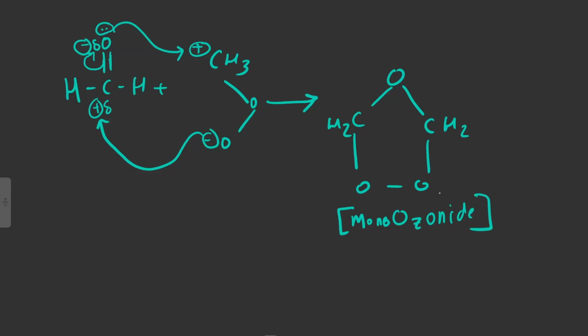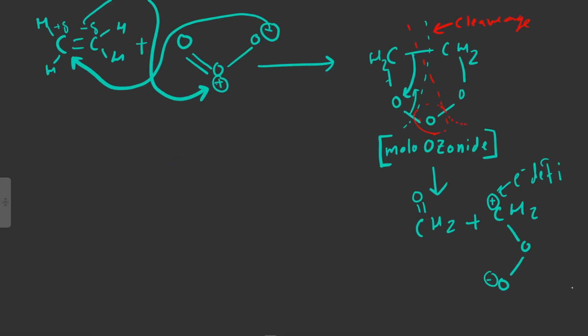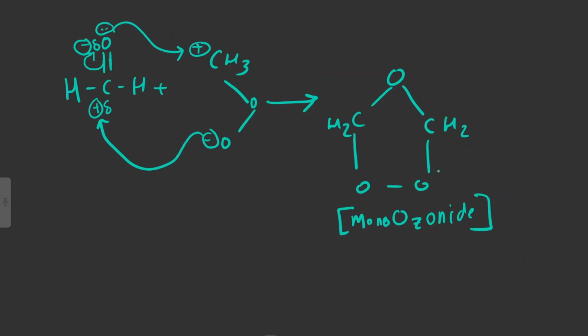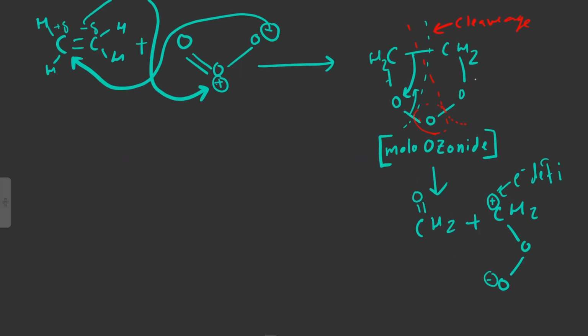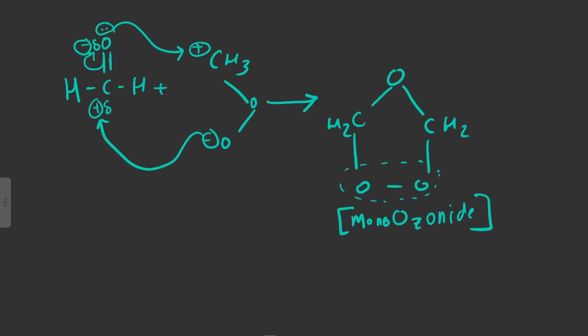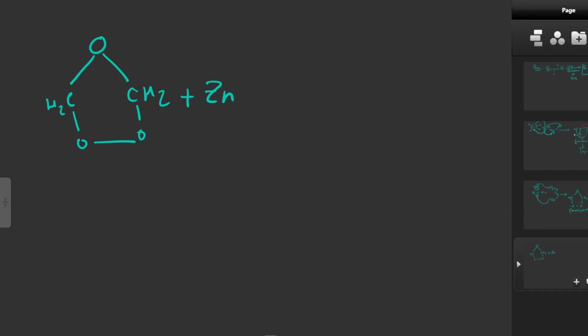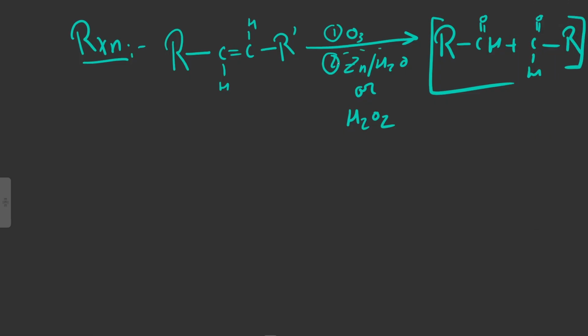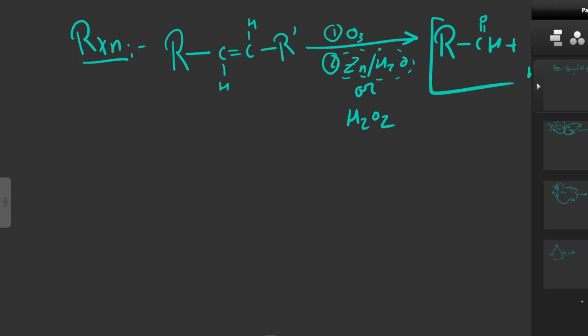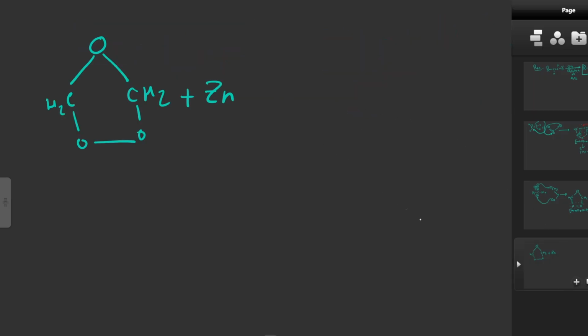This is more stable than the molozonide, because it only has a single peroxy linkage instead of 2 peroxy linkages. Now, we don't want this. So if we don't want it, we attack it. How do we attack it? I'm glad you asked. We attack it using something called zinc, Zn. Remember when I wrote this? Zinc and H2O. Yeah, I wrote it for a reason. This is where it comes in.